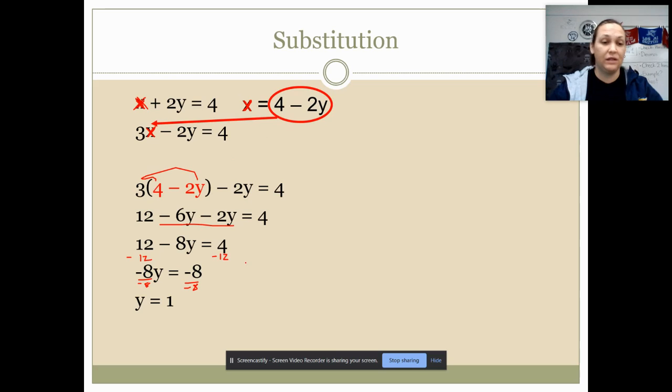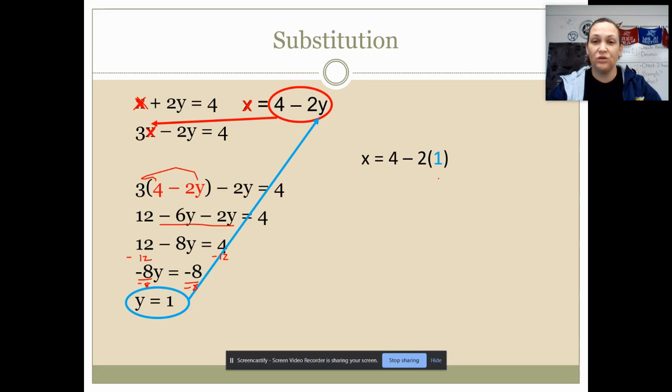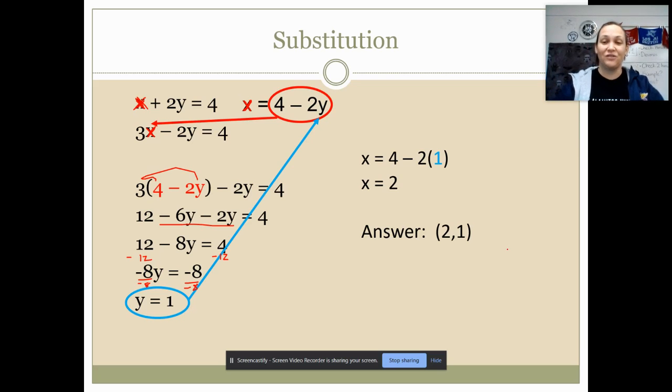I'm going to plug it into my new equation, the one that says x equals, and do a little mental math. 2 times 1 is 2, and 4 minus 2 is 2. Remember, your ordered pair needs to be in alphabetical order. So even though I found my x number second, it goes first in the ordered pair because that's how ordered pairs work. They go x, comma, y. My final answer for this question is 2, comma, 1.